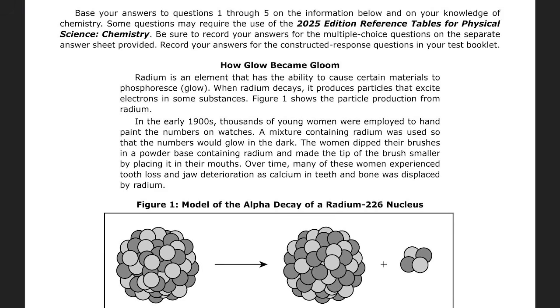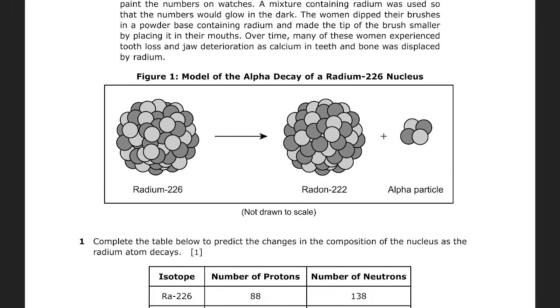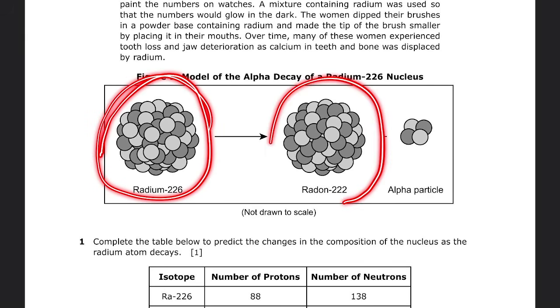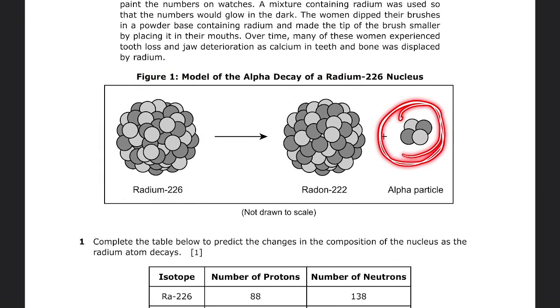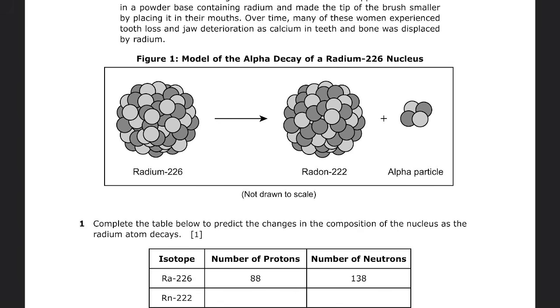Let's take a look at the questions, keeping in mind that we're probably going to have to go back to that passage to answer some of them. So Figure 1 is just showing how radium-226 is becoming radon-222, and it's releasing an alpha particle. What I would tell my students to do is write out these elements in isotopic notation. In order to do that, we're going to need our periodic table. So we're going to look for radium, and we're going to look for radon on the table.